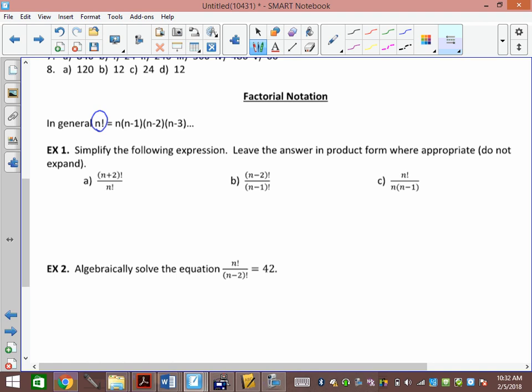Well, depending on what n is would be how long you would keep going, right? Because if n was 4, you'd have 4, and then n minus 1 would be 3, then n minus 2 would be 2, then n minus 3 would be 1, and then you'd be done. So it depends on what n is. We don't know. We just leave it as n's.